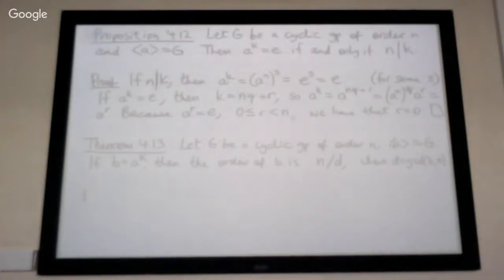Okay, so for the formal proof of this phenomenon that I've just been talking about: what is the order of an element? The order of an element is defined as the least number n such that b to the n is the identity. That was the definition of the order of an element. What's b to the m? Well, that is a to the km.